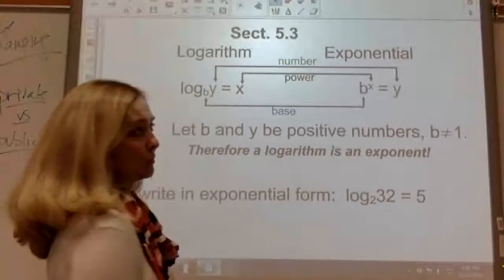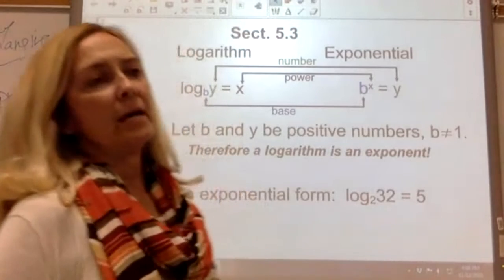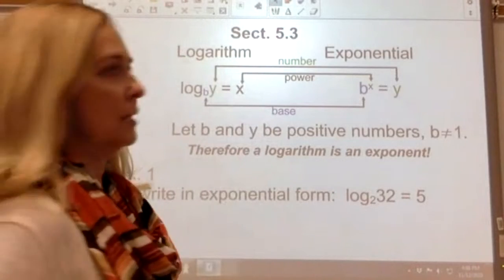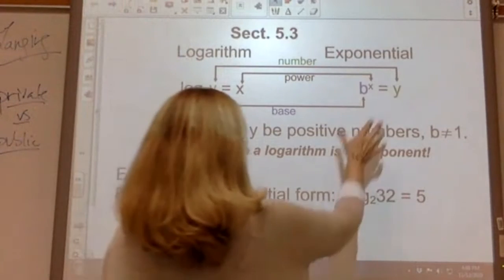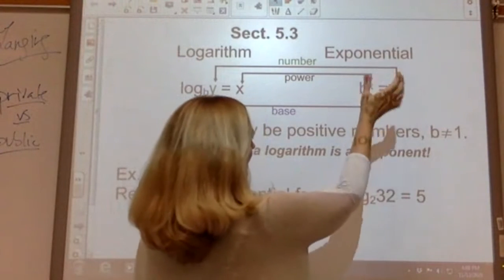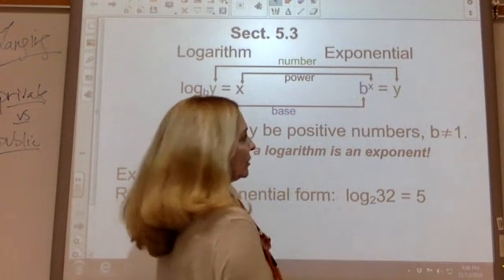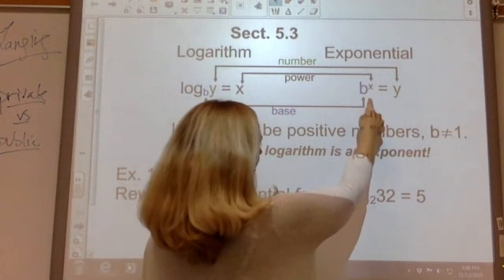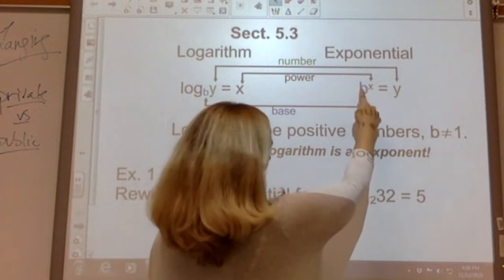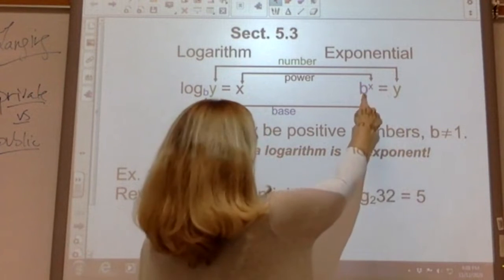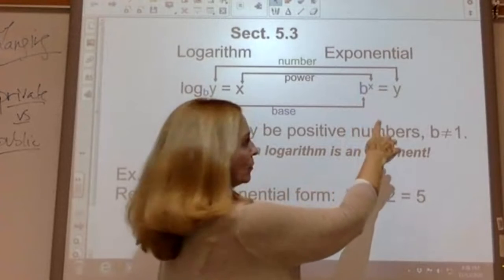It was to solve problems where we needed to know what this variable is, and that's an exponent, so we needed a way to solve them. So this is what we're familiar with. In this exponential form, b is the base of the exponent. So b is raised to some power, and that equals some number. All right, so b is the base of the power.